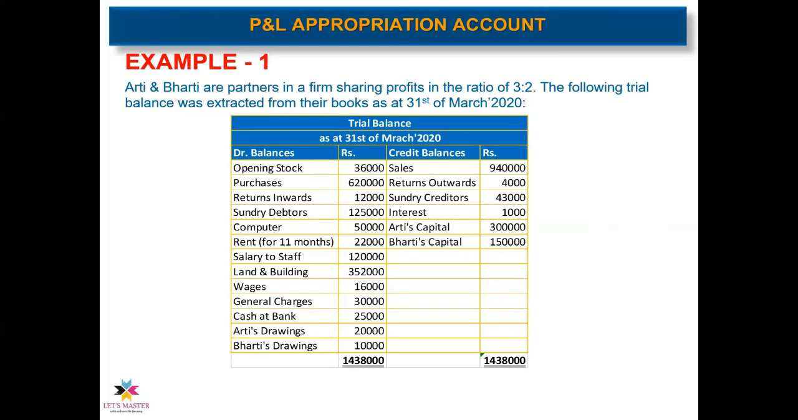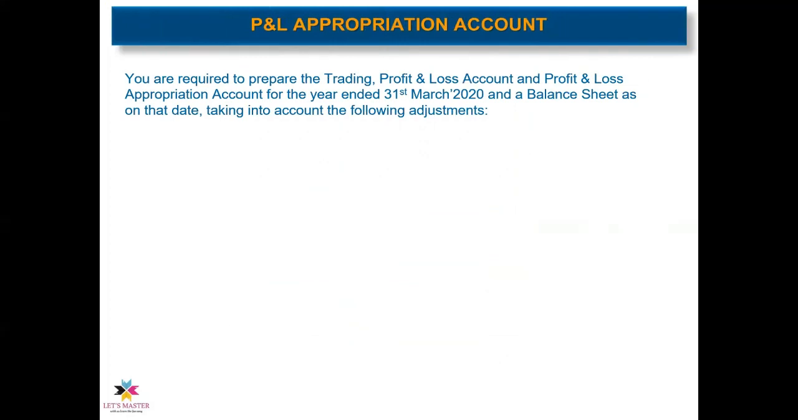Taking this trial balance into consideration, first of all, we are required to prepare the trading account, then profit and loss account, and finally the profit and loss appropriation account. And after preparation of the profit and loss appropriation account, we also need to prepare the balance sheet. And in order to prepare all these accounts and balance sheet, we need to take the following information into consideration.